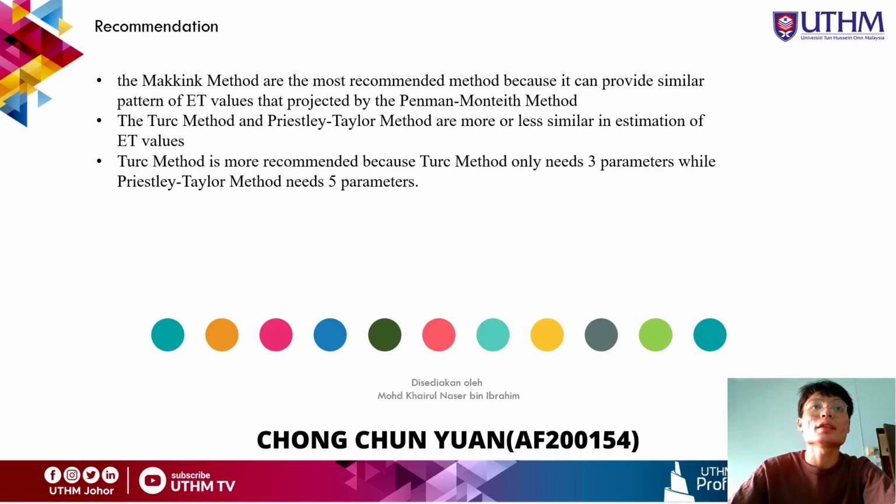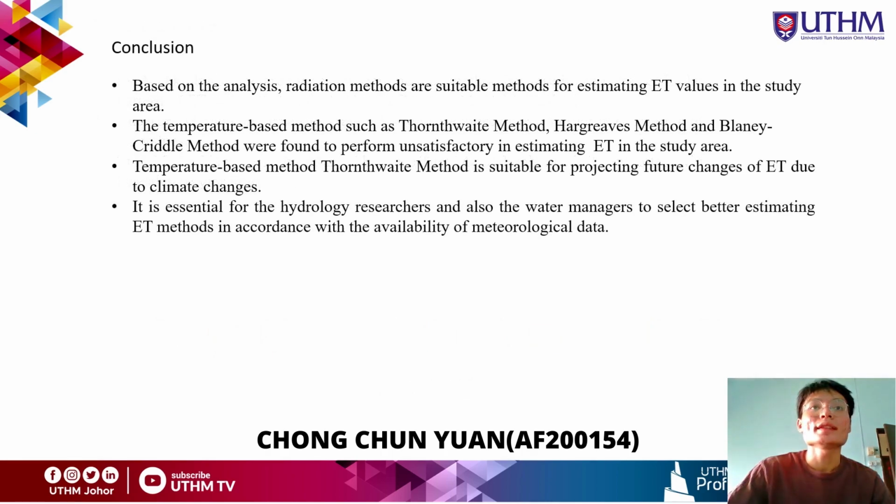As recommendations, the Makkink method is the most recommended method because it can provide a similar pattern of ET values to that projected by the Penman-Monteith method. The method and the Priestley-Taylor method are more or less similar in estimation of ET values. The Makkink method is more recommended because it only needs 3 parameters while the Priestley-Taylor method needs 5 parameters. Based on the analysis, radiation methods are suitable methods for estimating ET values in the study area. The temperature-based methods such as the Thornthwaite, Hargreaves, and Blaney-Criddle methods were found to perform unsatisfactorily in estimating ET values in the study area. The temperature-based Thornthwaite method is however suitable for projecting future change of ET due to climate change.